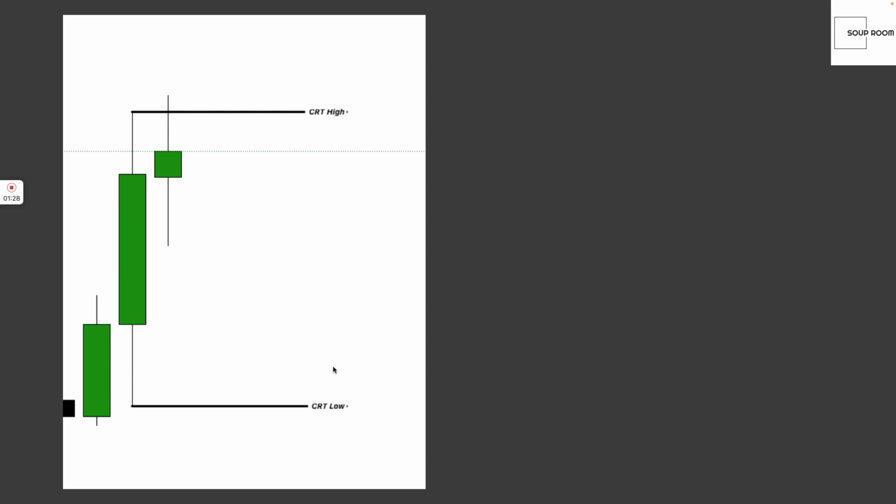So here's another example. We form a range high and low. We wick above the high. What's going to happen next? Pause the video and tell me what's going to happen next.